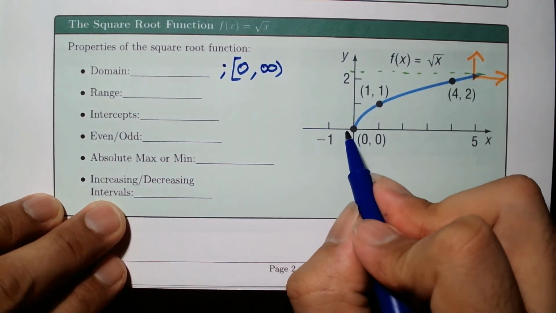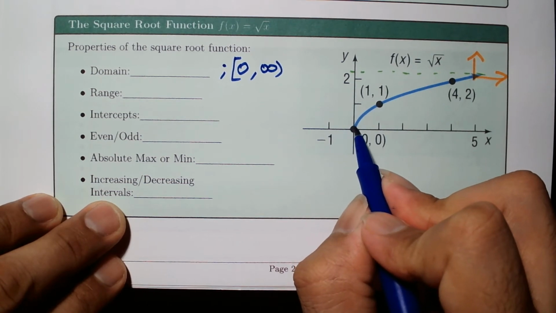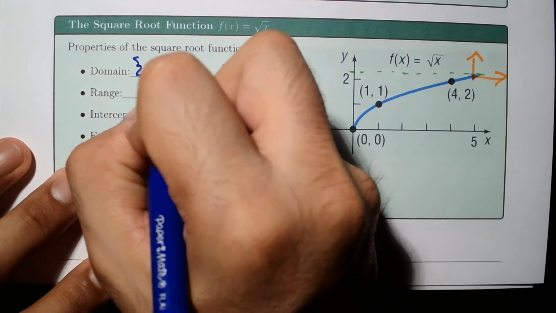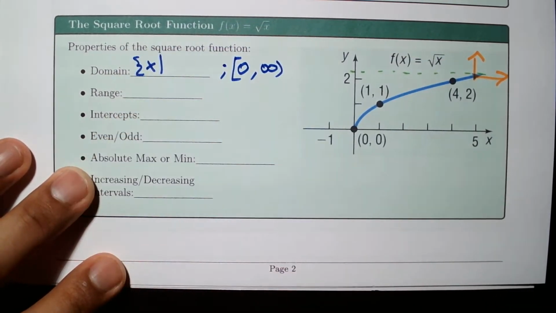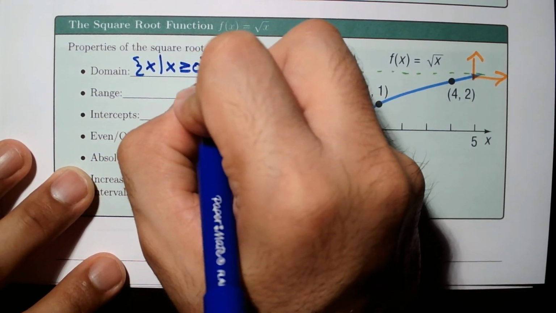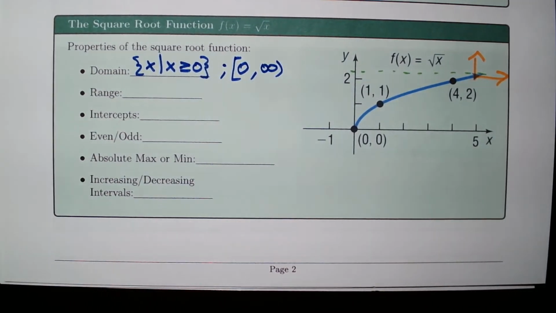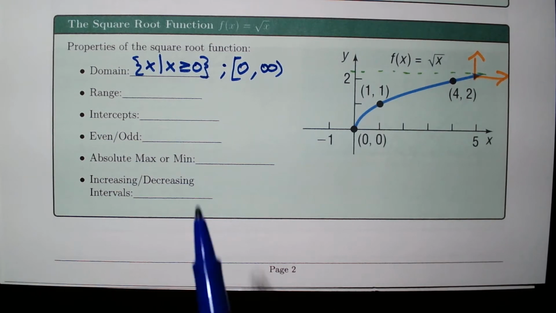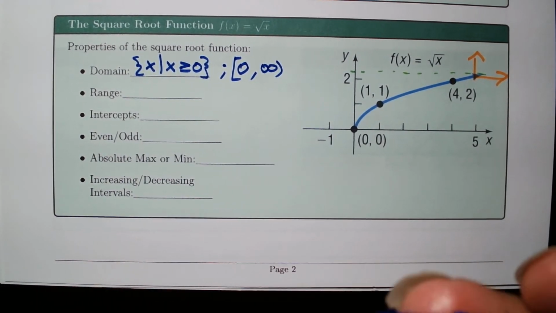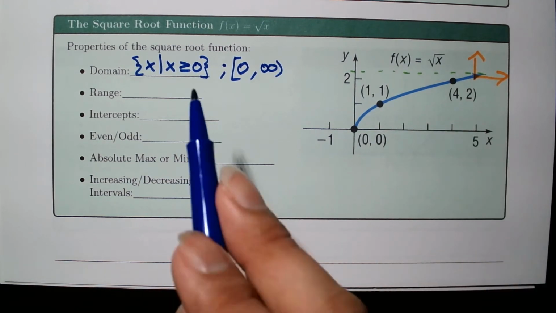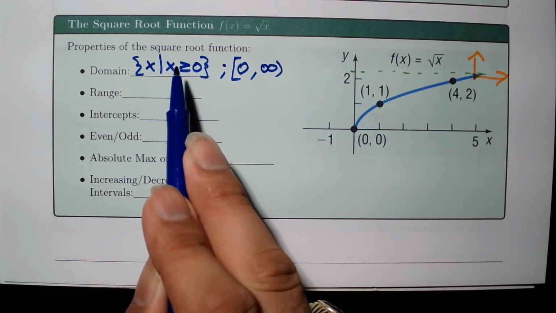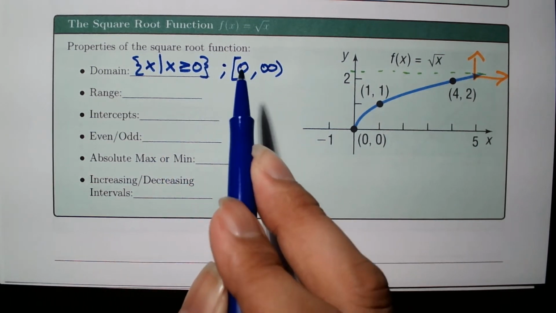Brackets for the 0 because notice how we have a full bubble, a solid bubble. Writing this using set notation: x such that x is greater than or equal to 0. Okay, so notice I'm using both notations, set notation and interval notation, because it is very important to be able to describe domains and range using both.